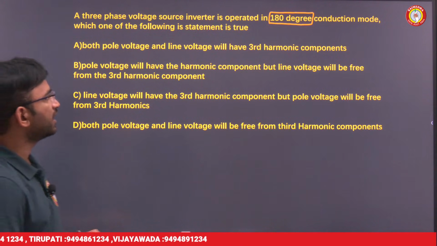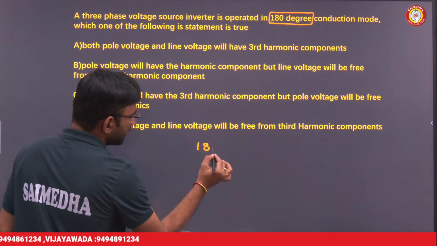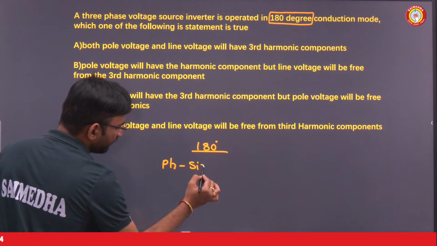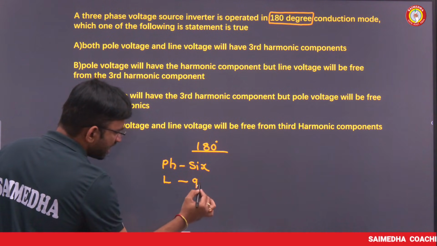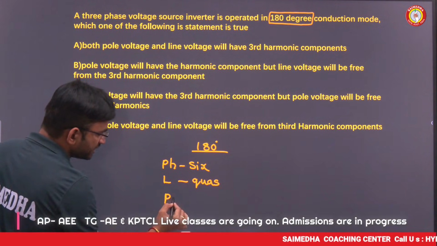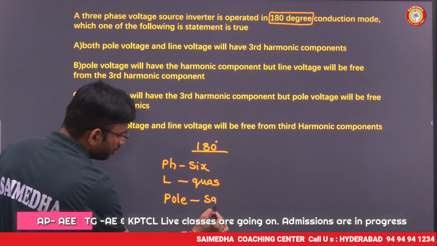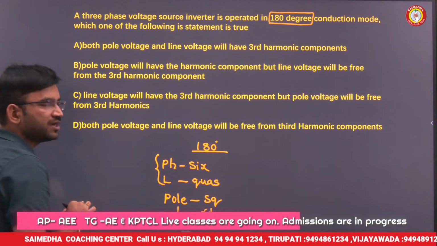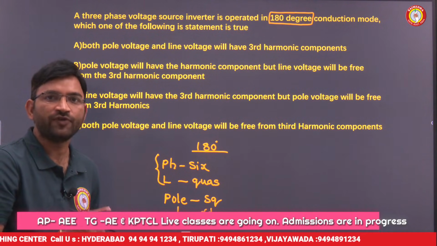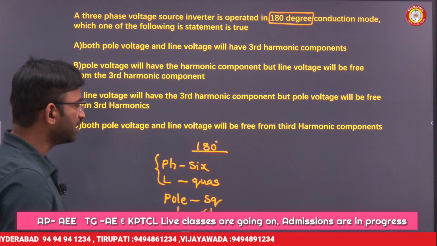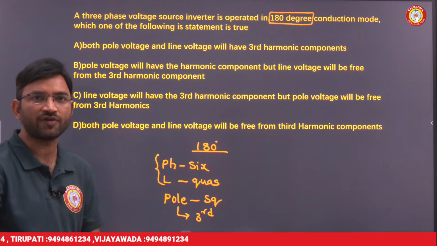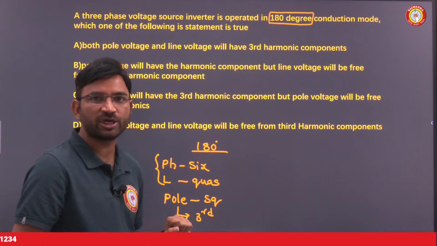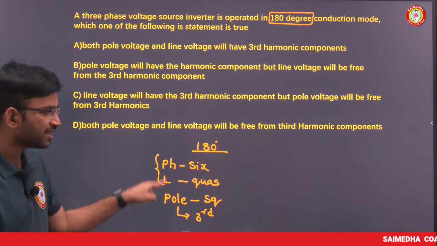So let's try to read the 180 degree mode. Sir, in case of 180 degree mode, you already know phase voltage is a 6-stepped waveform, line voltage is a quasi-square waveform, pole voltage is nothing but a square waveform. Only pole voltage contains third harmonics, sir, and phase and line do not contain any third harmonic. Fifth harmonic is the lowest harmonic in the 180 degree mode of operation. Now try to see here, sir. Both pole and line voltage contain third harmonic. Is that statement true? Pole and line contain third harmonic?